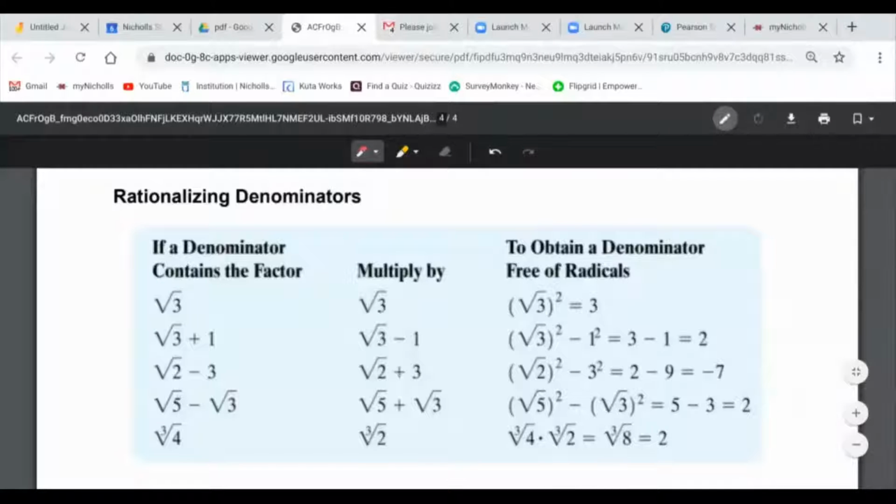In this video, we're going to talk about rationalizing denominators. Anytime we have a denominator with a radical in it, it's usually a good idea to rationalize it. It's a little bit easier to work with later on, and so that's one of the reasons why we do it.